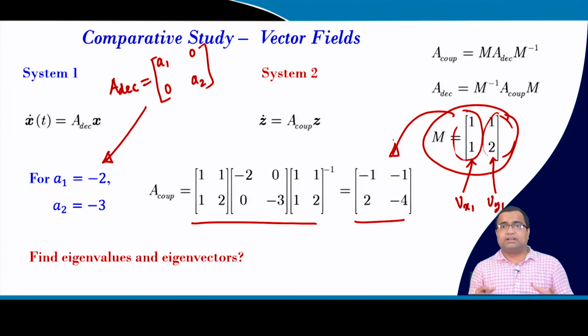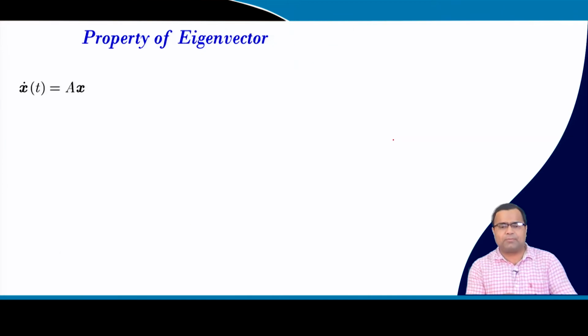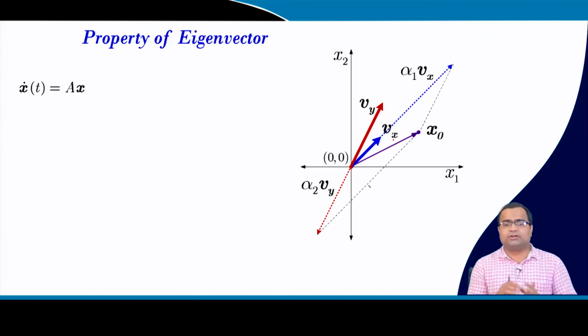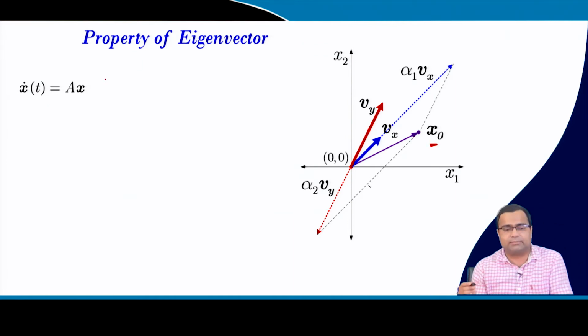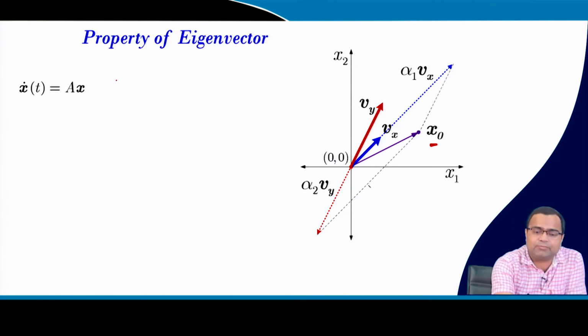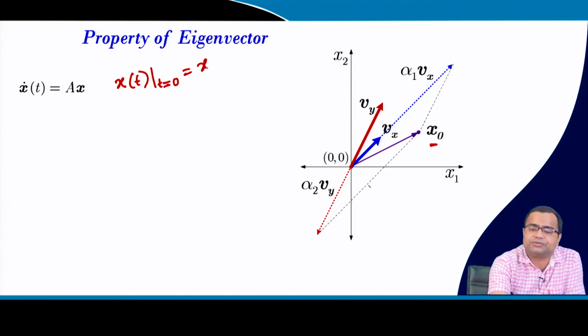How do you find eigenvalues and eigenvectors, and what is the physical interpretation? So, first the property of eigenvector. We start with x dot equal to Ax. Suppose we start with not an orthogonal form, any arbitrary form, but two vectors Vx and Vy, where x0 is the initial condition for this state. When you write a dynamical system, it has an initial value problem. That means we need to specify x of t at t equal to 0, it is x0.